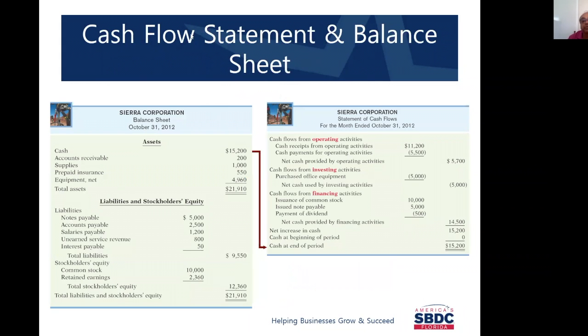So now the cash flow statement and balance sheet connect to that. Remember the cash of the balance sheet and all of that? Well, guess what? At the end of the period, it's $15,200. That's how your cash kind of translated into your statement of cash flow. All of this needs to balance. So they're all connected in one form or another.